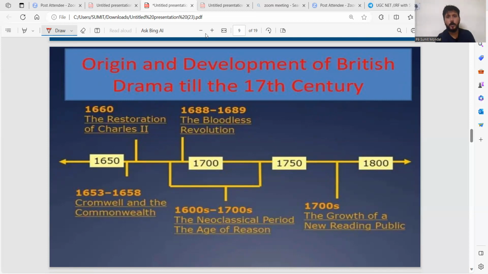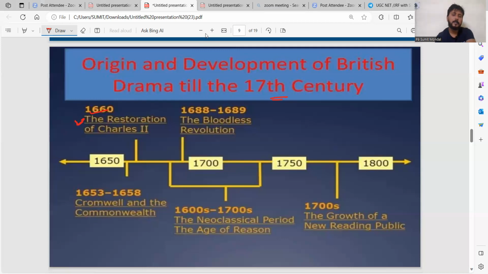This is basically the origin and development of British drama till the 17th century. So we are looking at the 15th century somewhere, okay? Then a period is given for the 17th century, like what was shown for the 15th century. You can see the Restoration of Charles II, which actually announces the Restoration period from 1660.